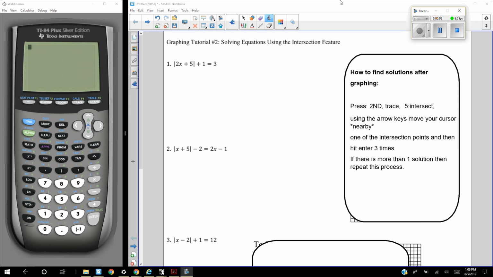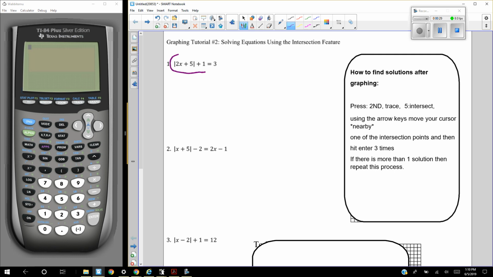All right, this is the Graphing Calculator tutorial number 2. We're going to work on solving absolute value equations using the intersection feature. Of course, some of these can be solved quicker by hand, but I think you'll find in the long run this is a really useful tip that you can not only use for this unit, but there'll be many, many units we do this year where you can use this feature.